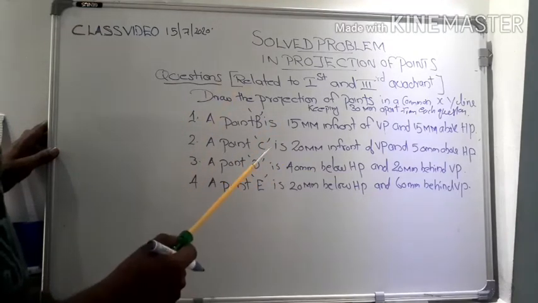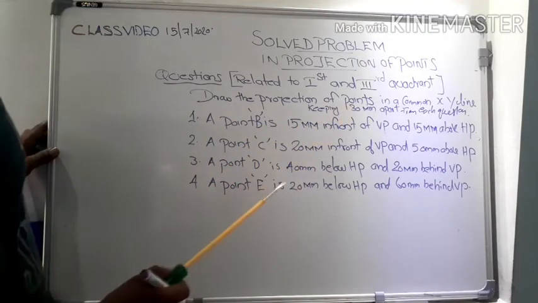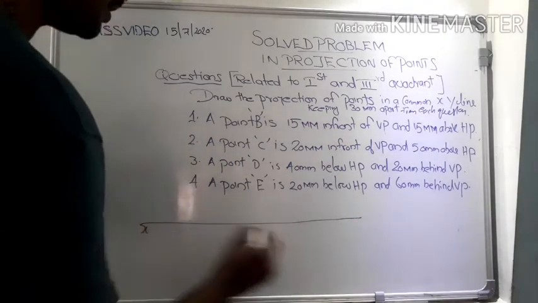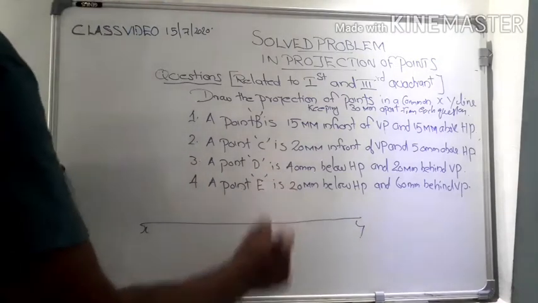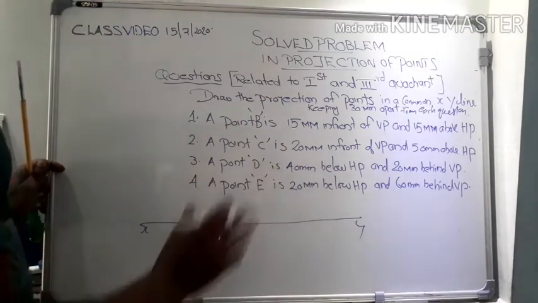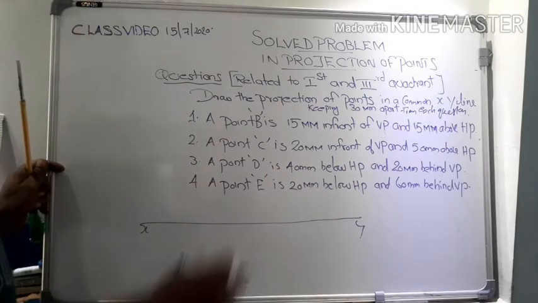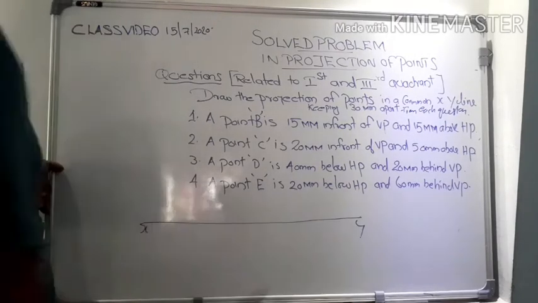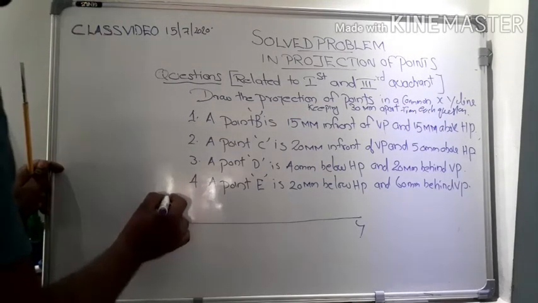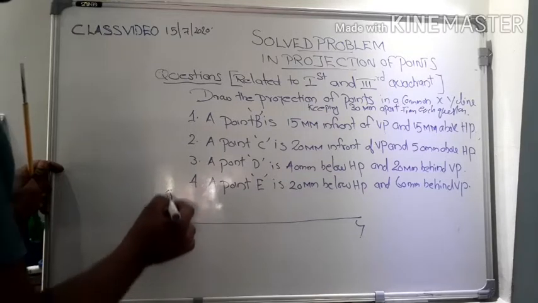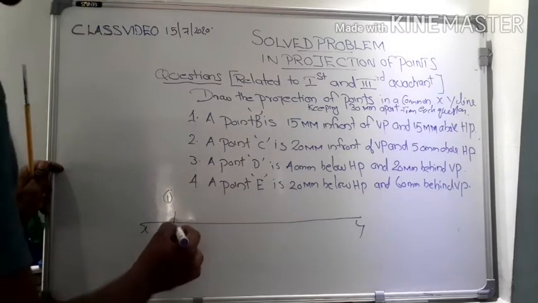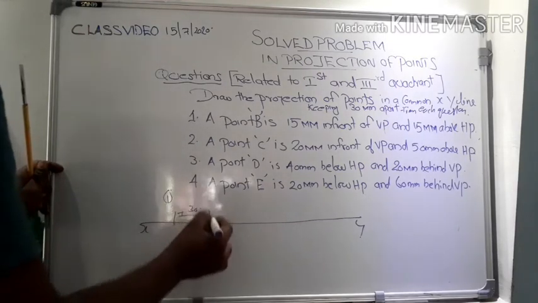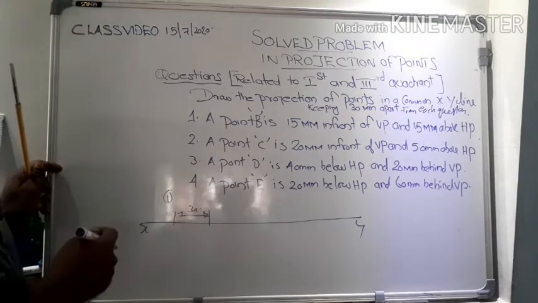These are our questions. How are we going to attempt the answers? First we have to draw the xy line, and all questions are carried out with the same xy line. That is our speciality: draw all the answers on a common xy line. First you have to draw the first projection, the front view and plan. Thereafter, keeping a 30 mm distance, draw the second one.